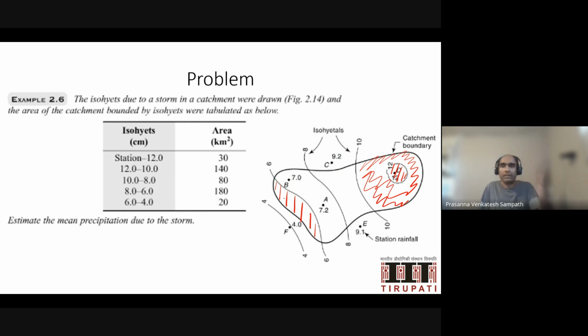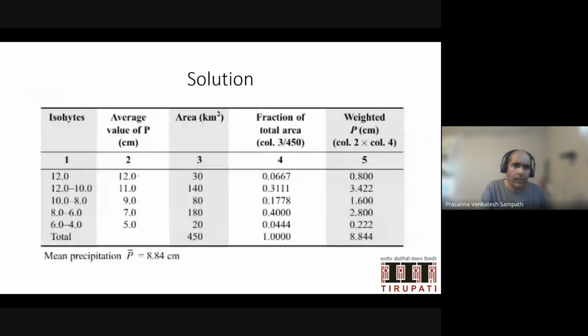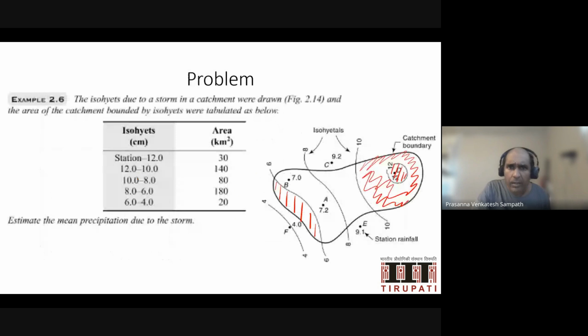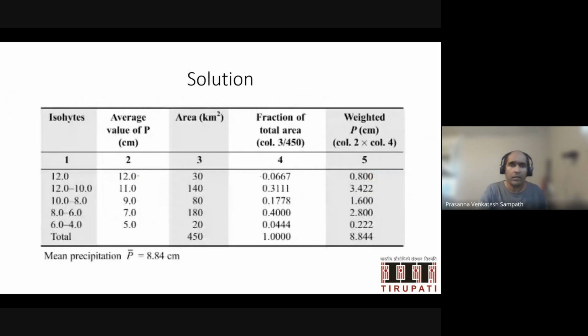There's no intersecting line there. So you have to just take the portion that's inside the area of interest. Okay. And then the question, estimate the mean precipitation due to the storm. Fairly straightforward. Think about it. So you just take the area, add them all up. So 30 plus 140 plus 80 plus 180 plus, what is that? 180 plus 20. The total area is 450.